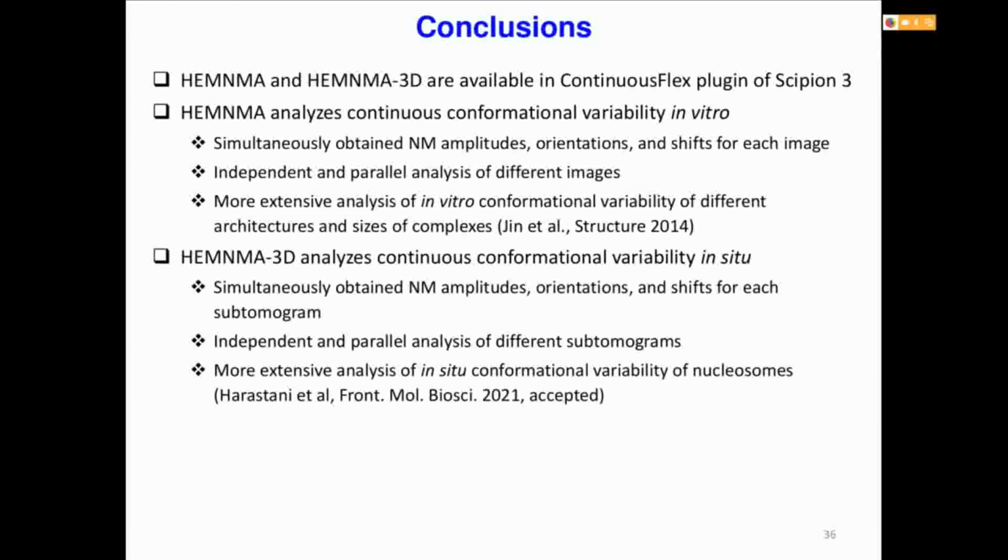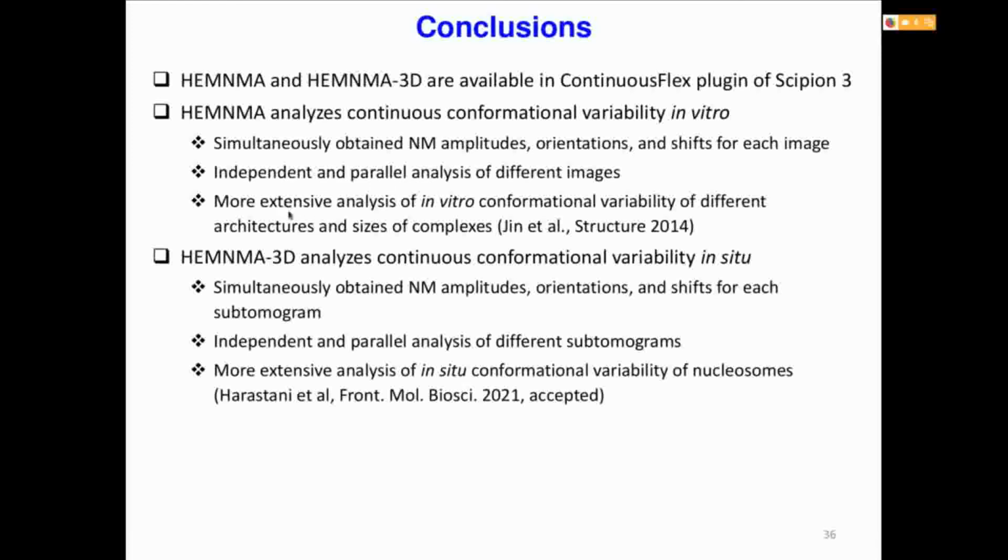So to conclude briefly, I presented two methods, HEMNMA and HEMNMA-3D, that are available in the continuous flex plugin of Scipion 3. HEMNMA is for single particle analysis in vitro of continuous conformational variability. It simultaneously obtains normal mode amplitudes, orientations, and shifts for each image. Images are analyzed independently from each other and in parallel.